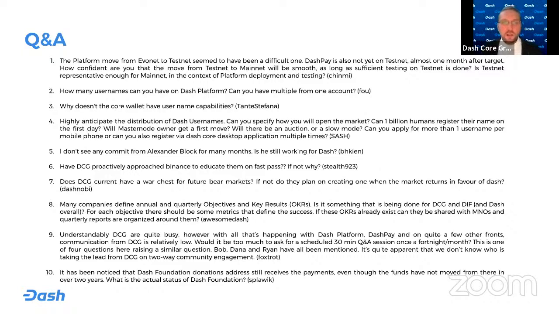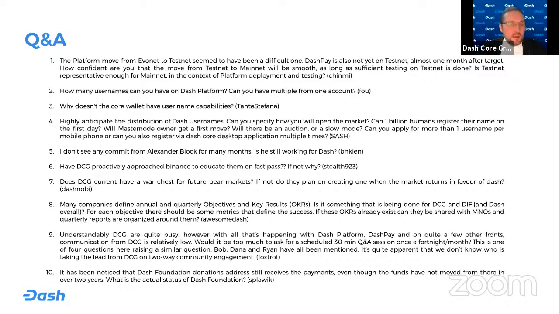Cool. And the next technical question we are having came from our beloved Dash granny, Dante Stefana. Why doesn't the core wallet have username capabilities? Yeah, this is just merely a factor of strategic priority of mobile for our first implementation, and you can expect usernames in the core wallet, the core desktop wallet, in the future.